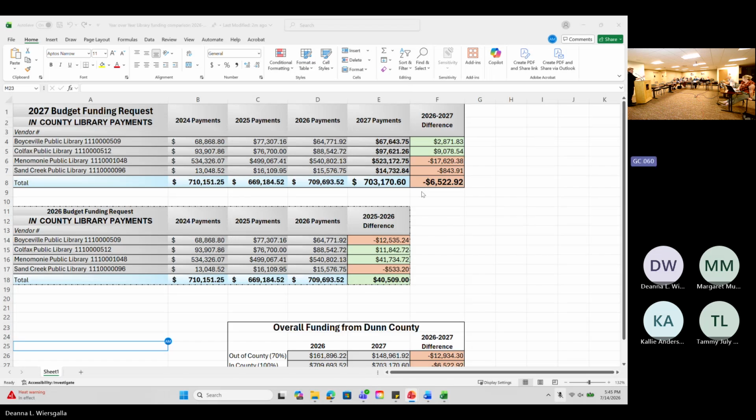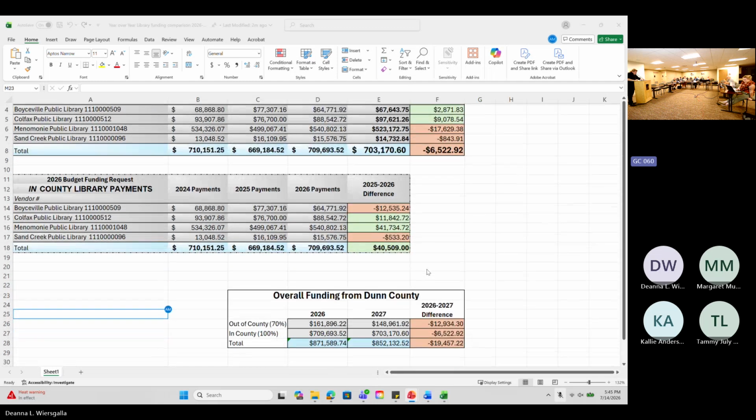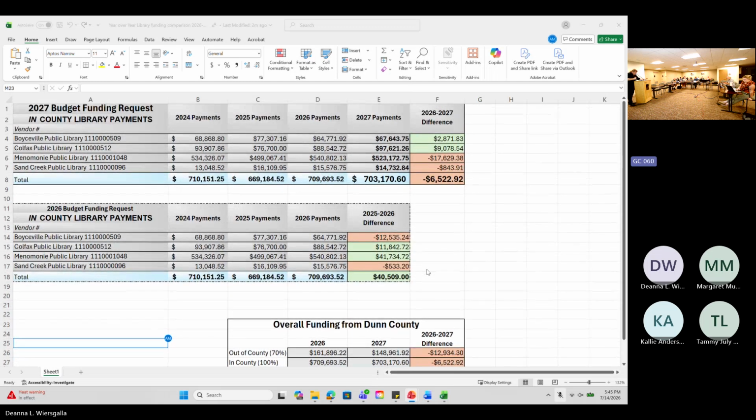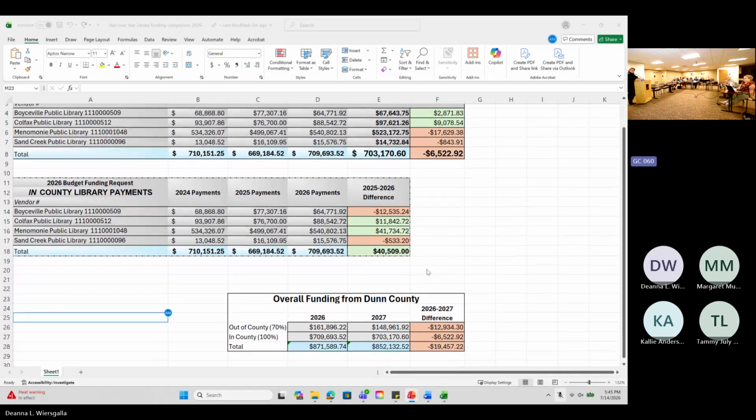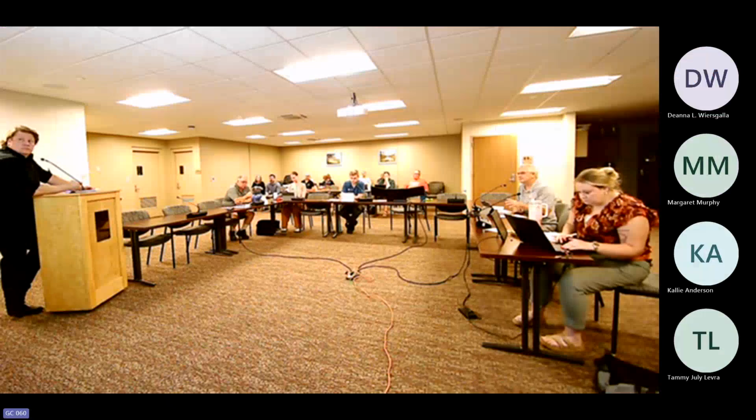I do have a question on the 27 and the bottom one, overall funding from Dunn County. Where'd that 148,961 come from? If you look on top on the 70% of the county, that's the out of county libraries one. Right, but on your upper one, it should be 167,694, shouldn't it? The other sheet, yeah. I went through the numbers.